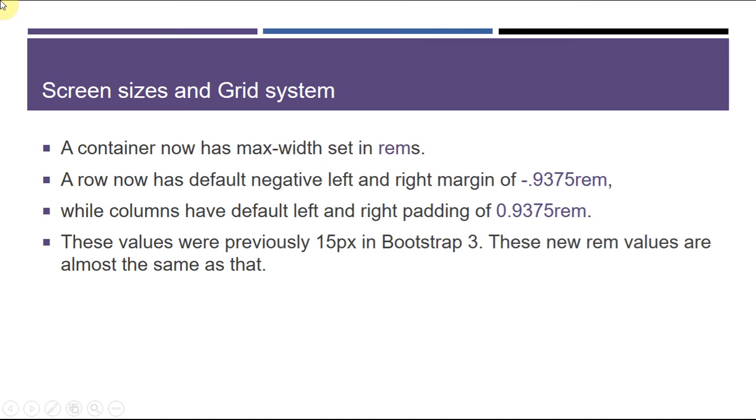Right. That's about the EMs and REMs. And previously, the row class had negative margins on the left hand and right hand to maintain the grid system. Now it's based on these kinds of REM values. That's the idea about that.